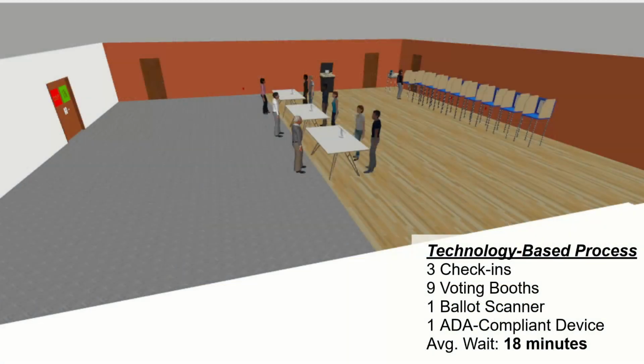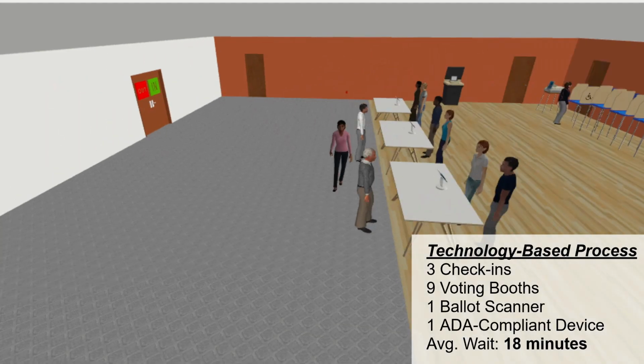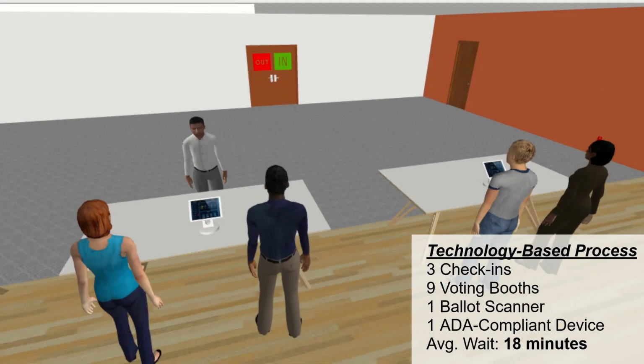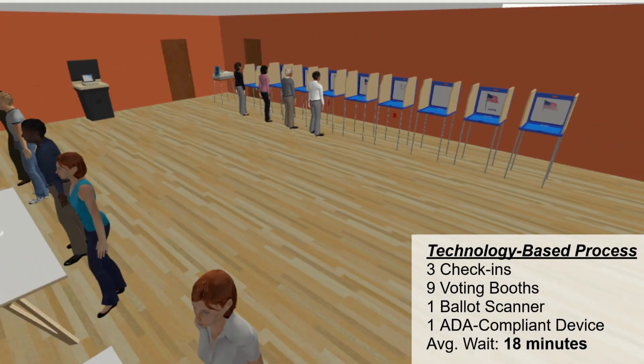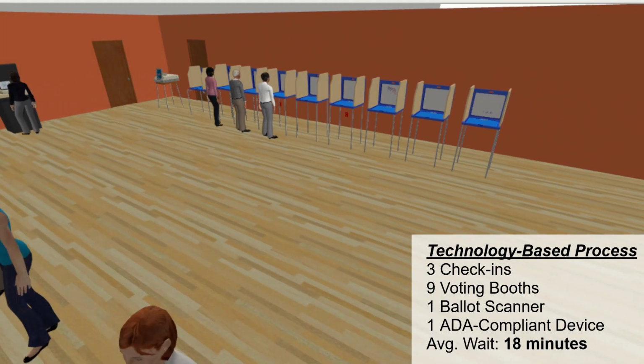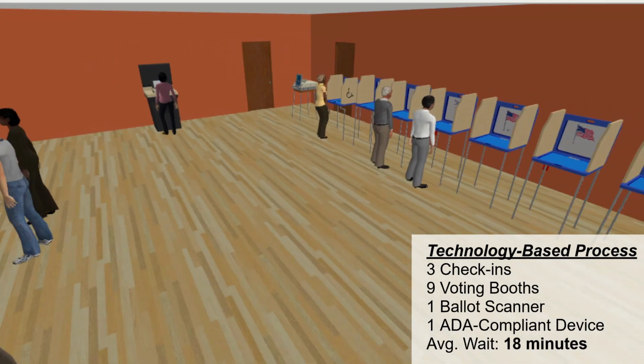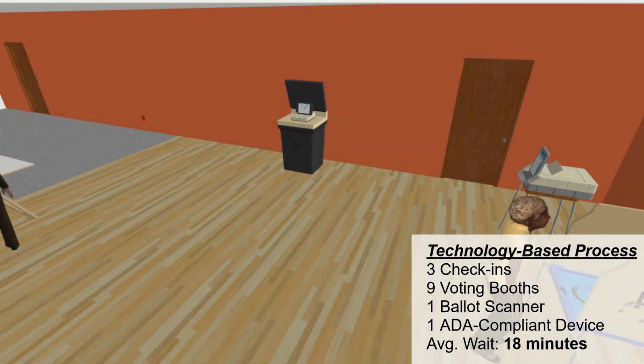A visual representation of the simulated voting process is shown on screen, with voters entering the polling location, joining a queue to check in where they receive a paper ballot, then traveling to voting booths where they mark their ballot by hand. After marking their ballot, the voter travels to an available ballot scanner where they must submit their ballot and their votes are cast.